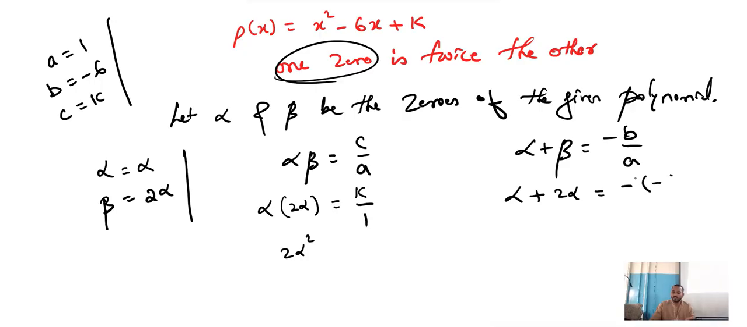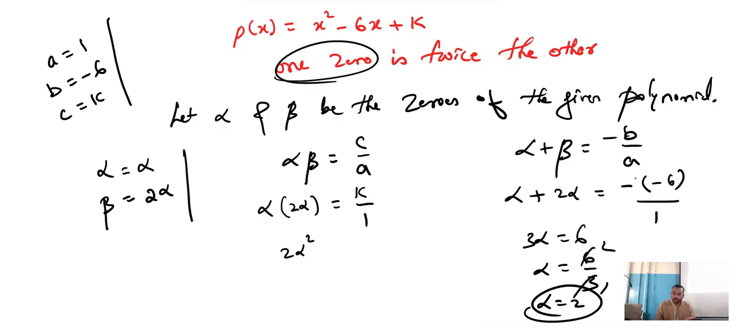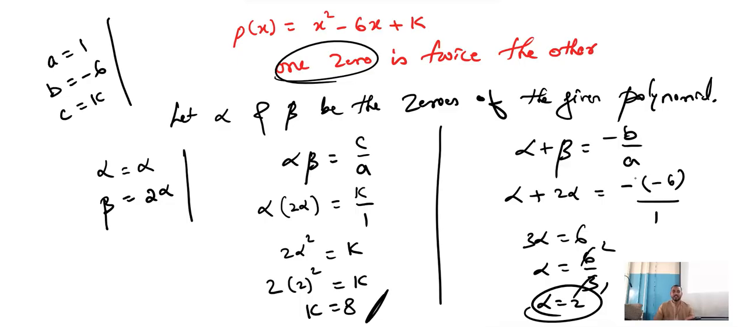B value is minus 6, A value is 1. 2 alpha plus 1 alpha is 3 alpha equals minus of minus 6. Sorry, minus into minus is plus 6. Now what is alpha? 6 by 3. Three ones are 3, three twos are 6. What is alpha? 2. Now substitute in alpha times 2 alpha equals K by 1. In place of alpha, substitute 2. 2 square equals K. K equals 2 square, 4, into 2 is 8. The value of K is 8.